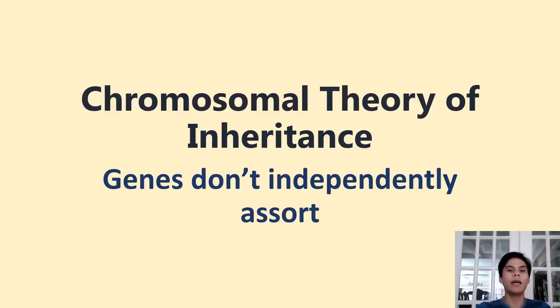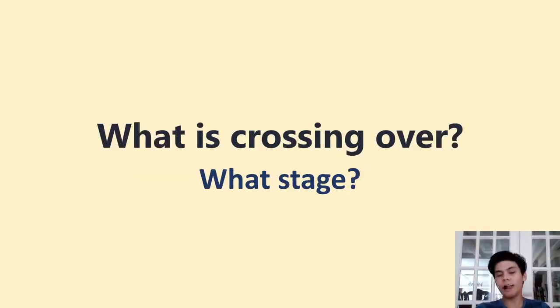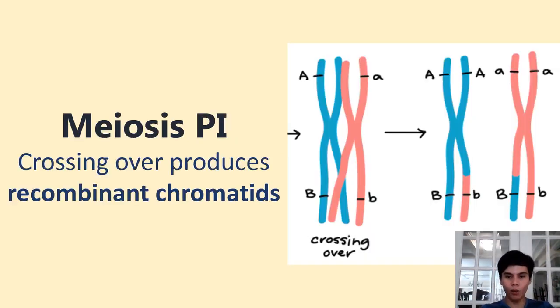What does that mean? It means that in the chromosomal theory of inheritance, genes don't independently assort. What does that mean, sir? What the heck? Let's go back to our meiosis. Again, in meiosis, we have crossing over. That's when your chromosomes cross over and then they exchange their genetic material, right? That happens in prophase 1. And then with crossing over, we have what we call recombinant chromatids.